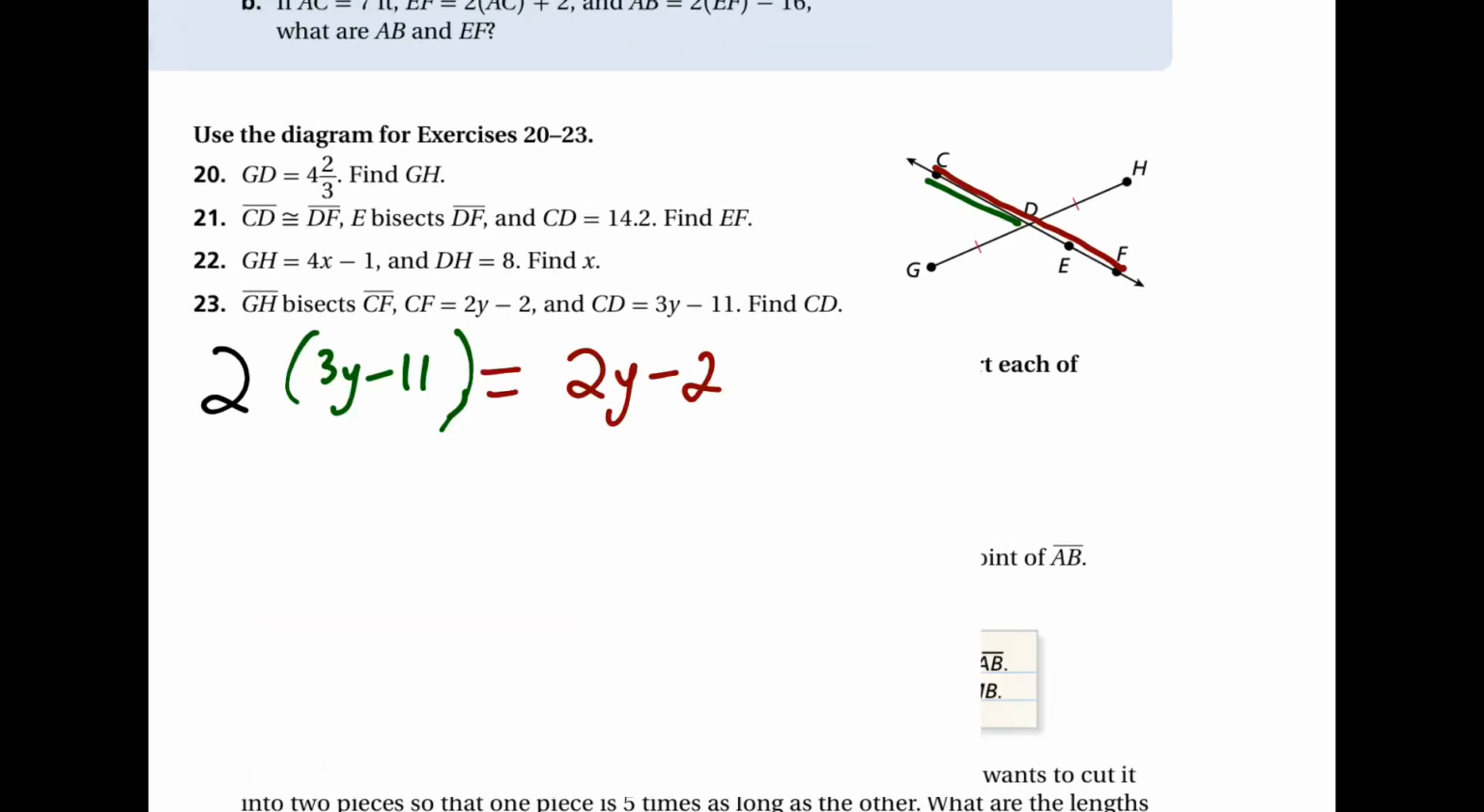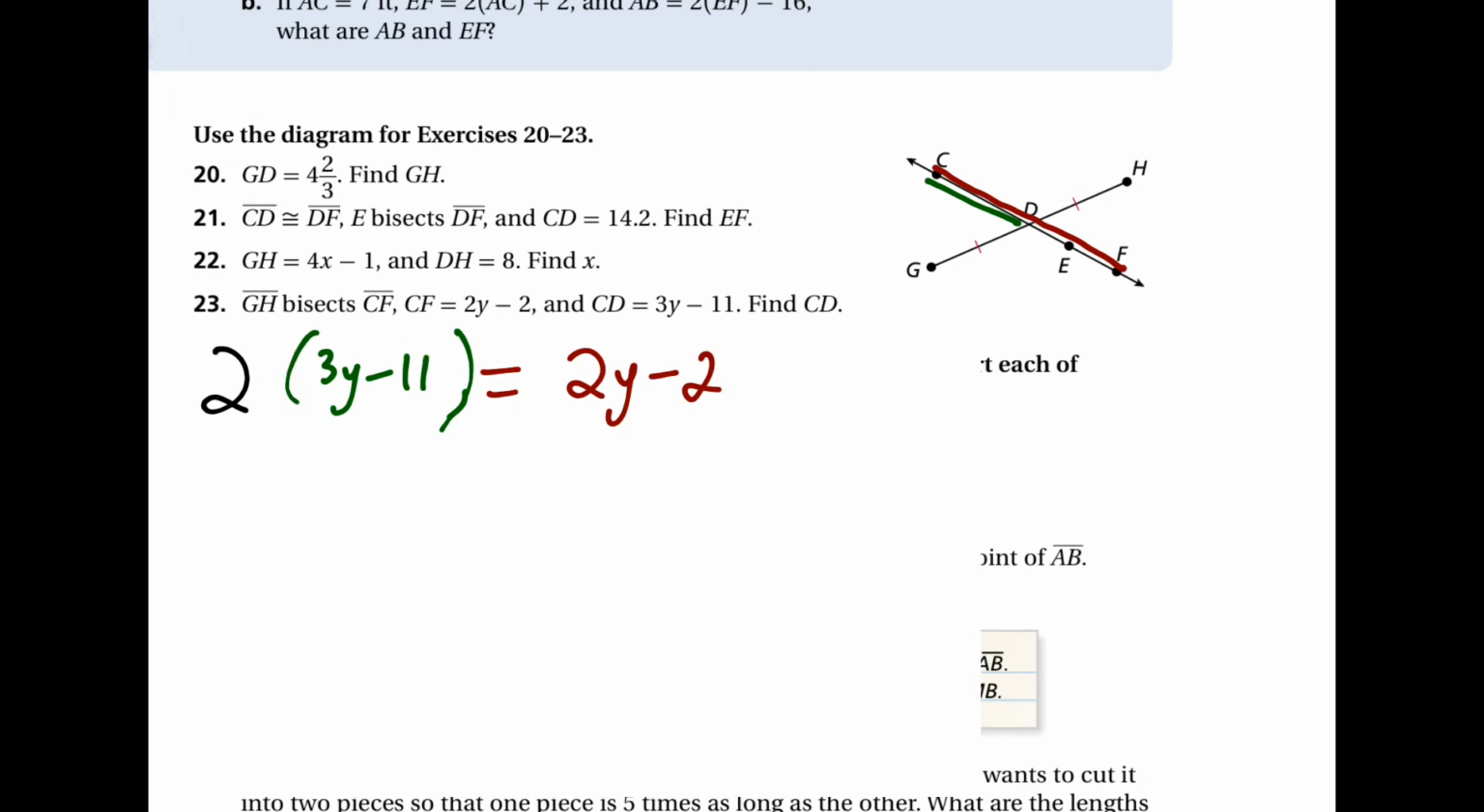23. GH bisects CF, meaning that CD and DF are equivalent. D is the midpoint. We know all of CF is equal to 2y minus 2, and since CD is 3y minus 11, that means that DF also has to be 3y minus 11, because they are the same, since D is the midpoint. So we can take 2 and multiply it by 3y minus 11. That'll give us the total length.